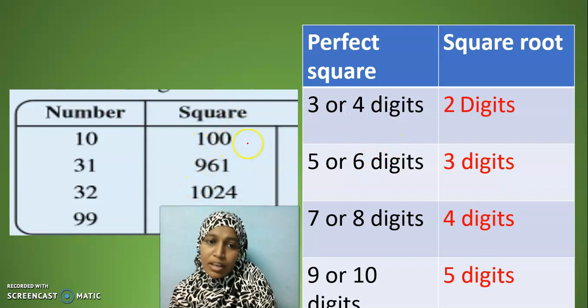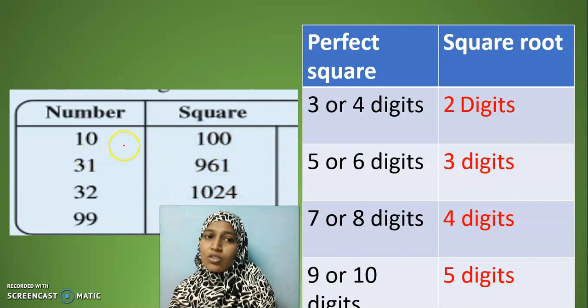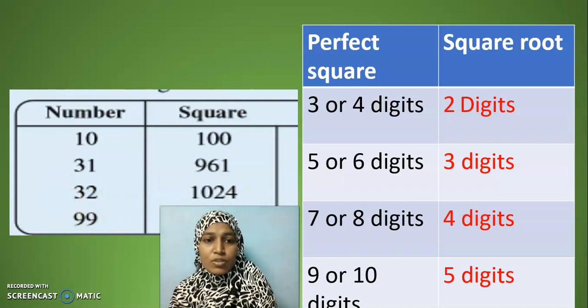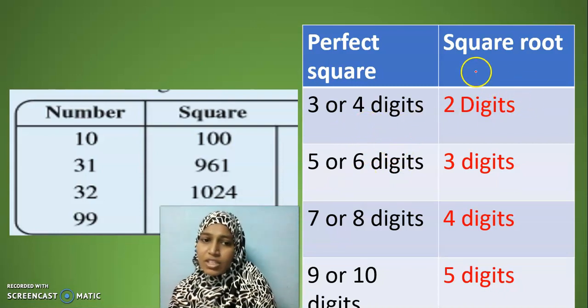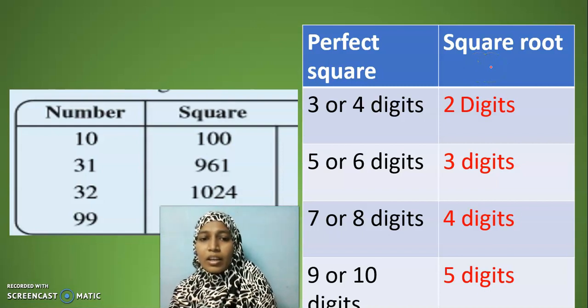Have a look at this table. After 2 slides, I will ask one general question from this. 10 squared is 100, 31 squared is 961, 32 squared is 1024, 99 squared is 9801. Okay, children? Now you should be capable of saying the number of digits in the square root without actual multiplication or actual calculations. Okay. Now here's a question for you.